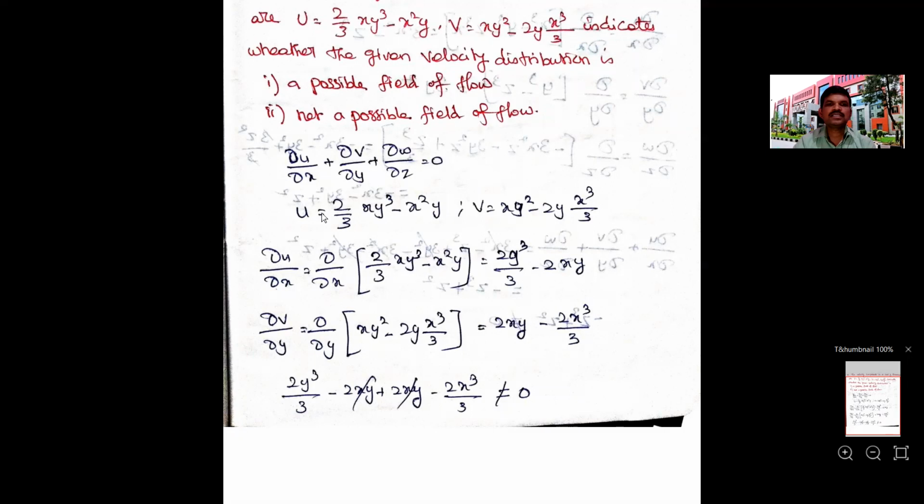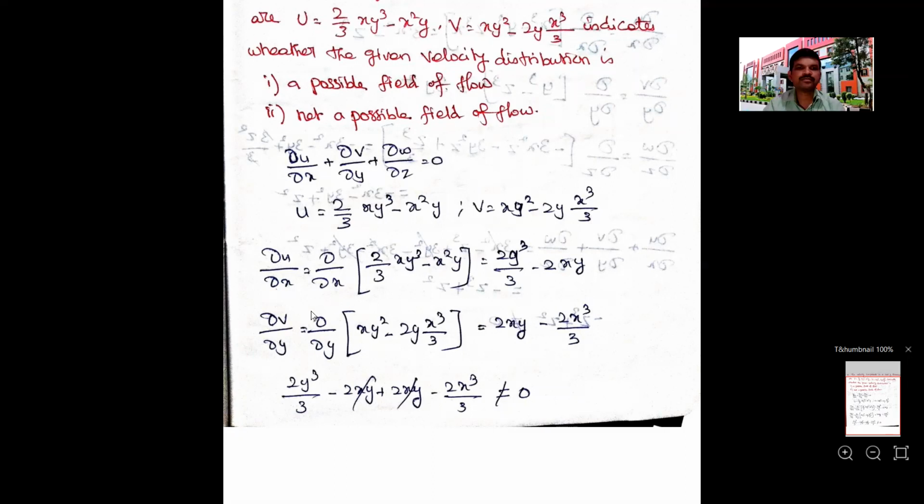Since only two values, u and v, are given and w is not given, it is a two-dimensional flow. If w is given, that is a three-dimensional flow. So w is not given, so it is a two-dimensional flow. Now let us check ∂u/∂x. Partially differentiate this u with respect to x. So ∂/∂x of 2/3 xy cube minus x square y.